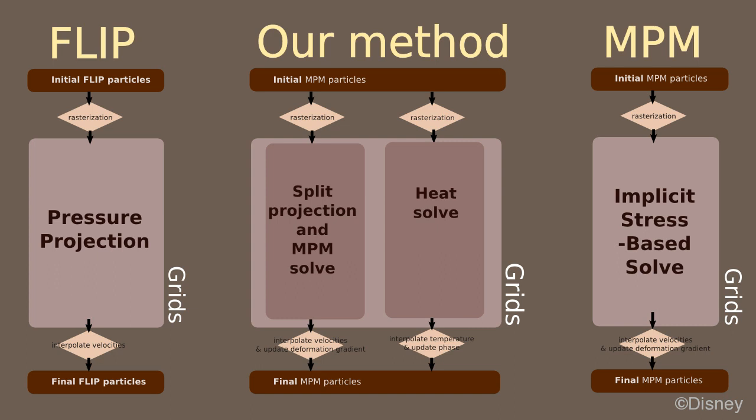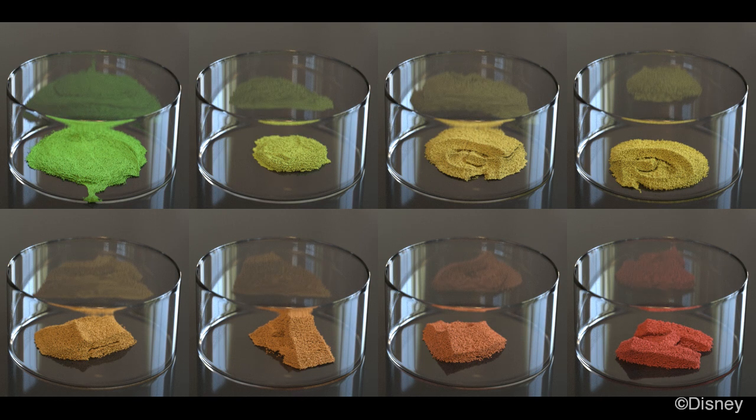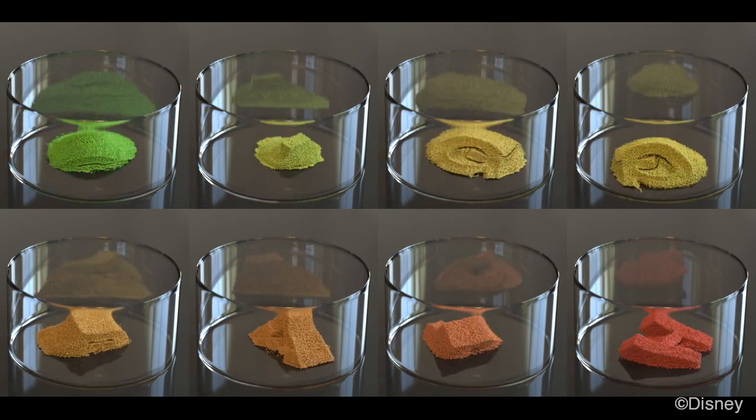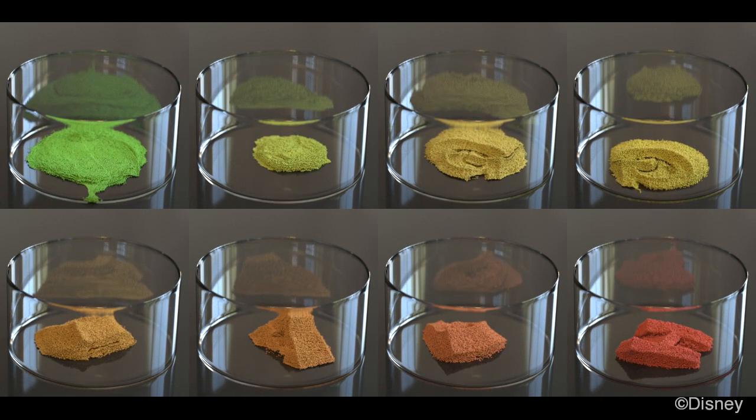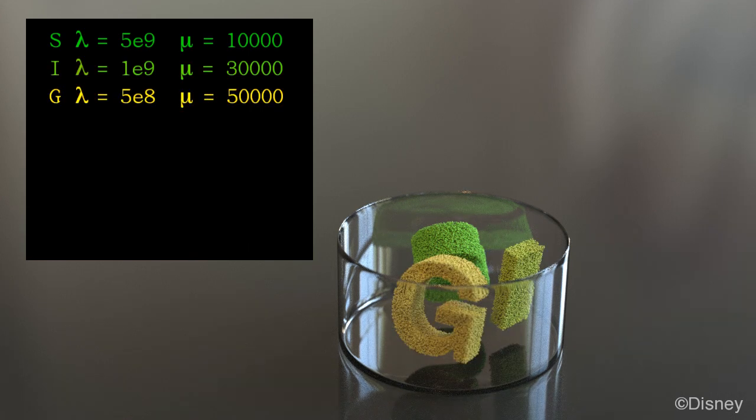Now let us consider some more examples. As a result of our method, we can handle a wide range of materials as said before. For example, we simulate unique mu and lambda for each letter of the word SIGGRAPH. But more interestingly, we can simulate them together.